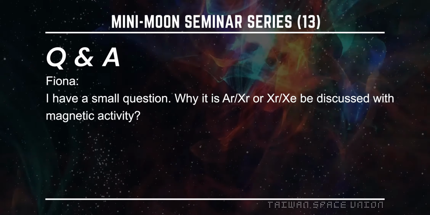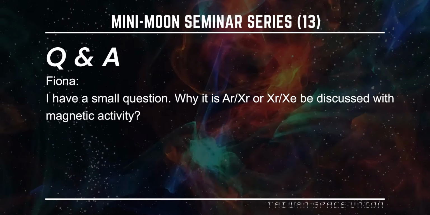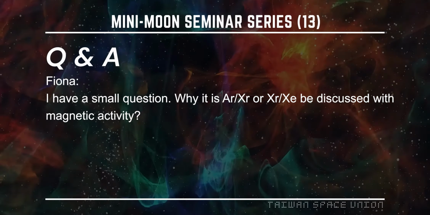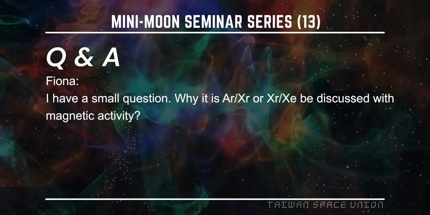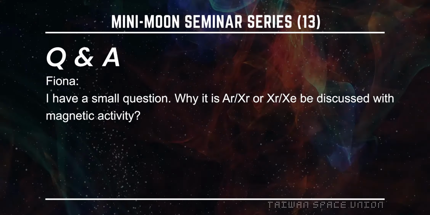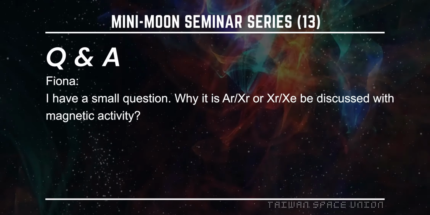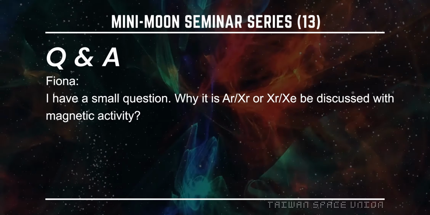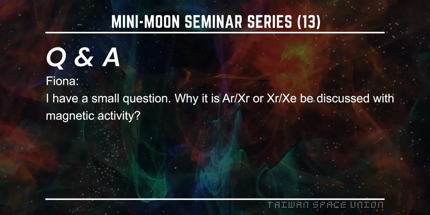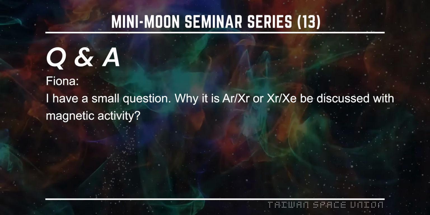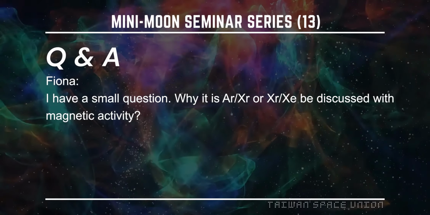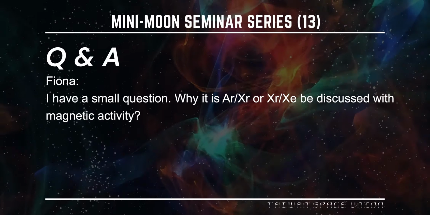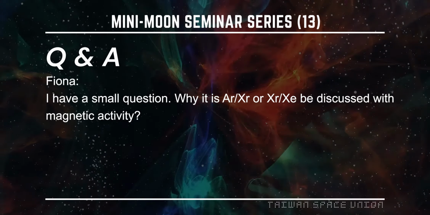Fiona has a question about the argon xenon ratio that you mentioned at the beginning. Right, there was, I think, the previous diagram, the one here. Why is the ratio interesting? And the next question, of course, why is it time dependent?